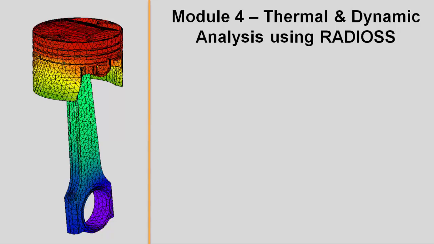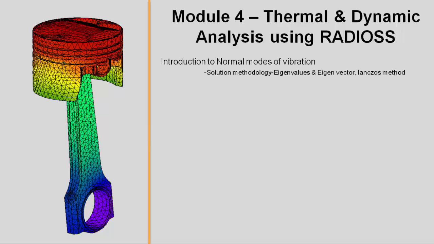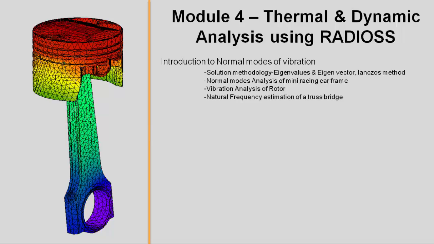In Module 4, you will learn thermal and dynamic analysis using RADIOSS. You will be introduced to normal modes of vibration, under which you will learn solution methodology, which consists of eigenvalue, eigenvector, and Lanczos method, normal modes analysis of mini racing car frame, vibration analysis of a rotor, natural frequency estimation of a truss bridge, and modal analysis of a brake disc.